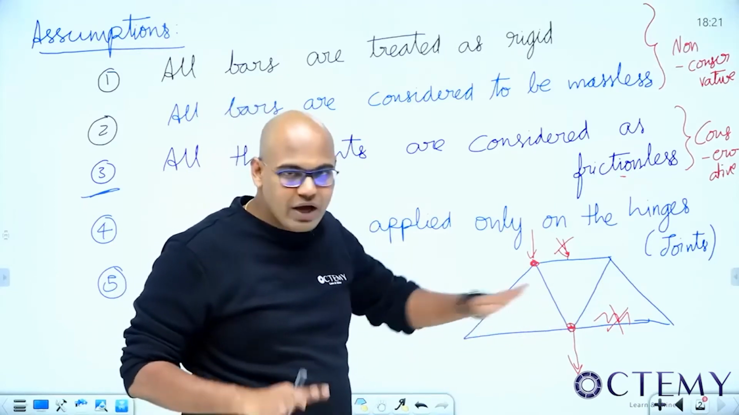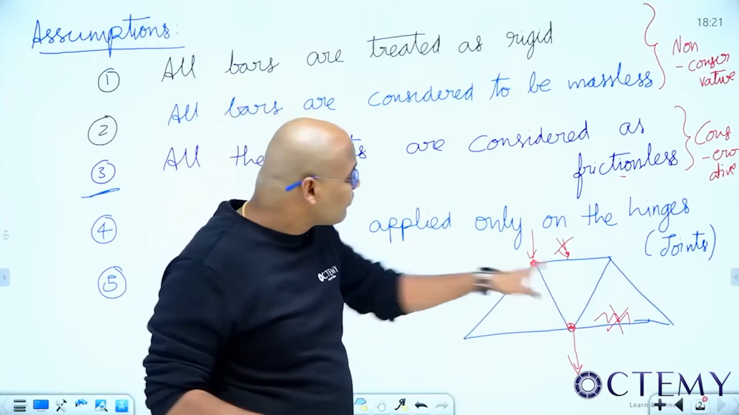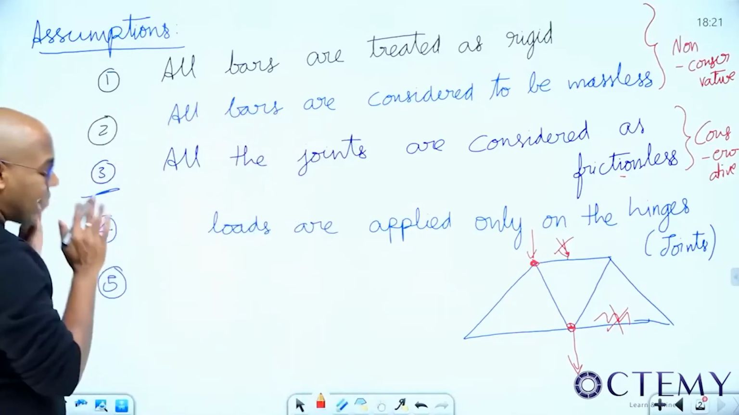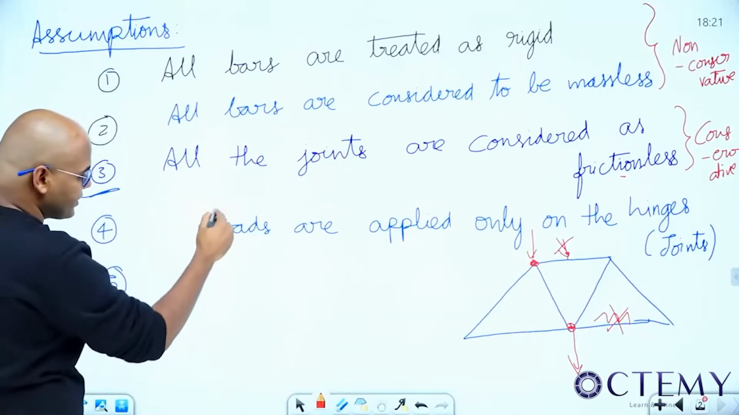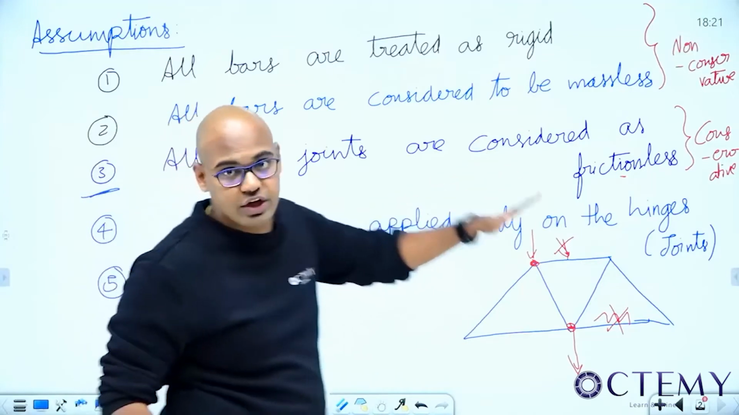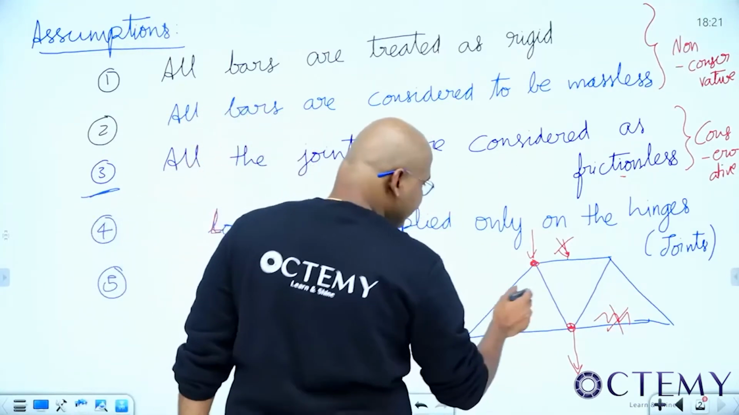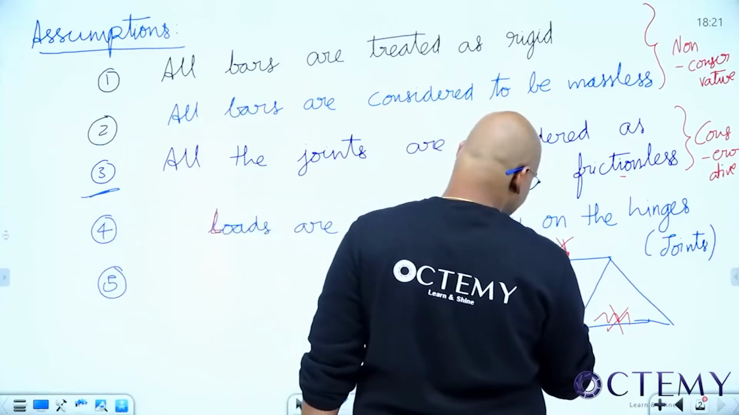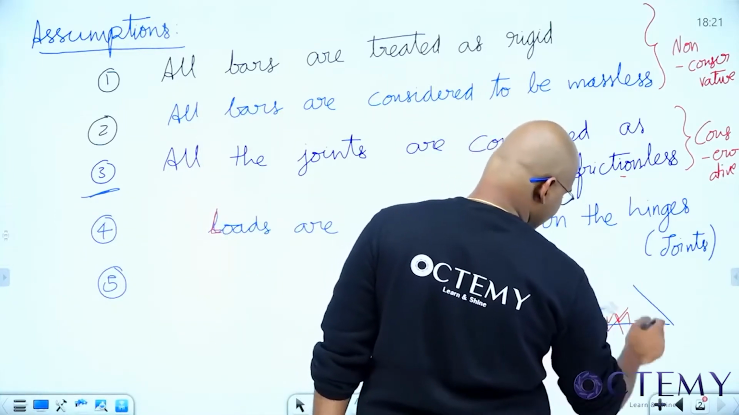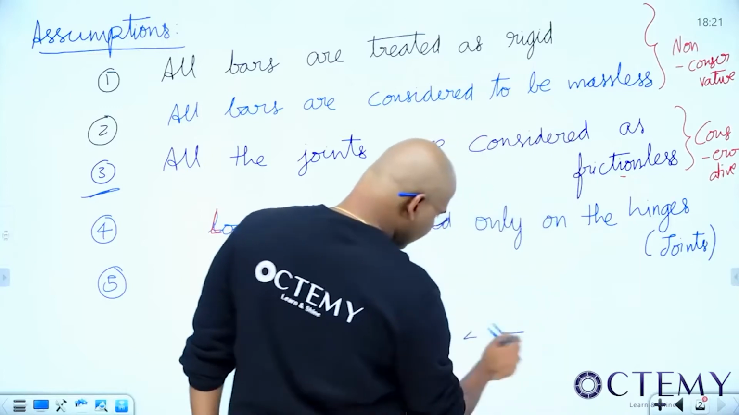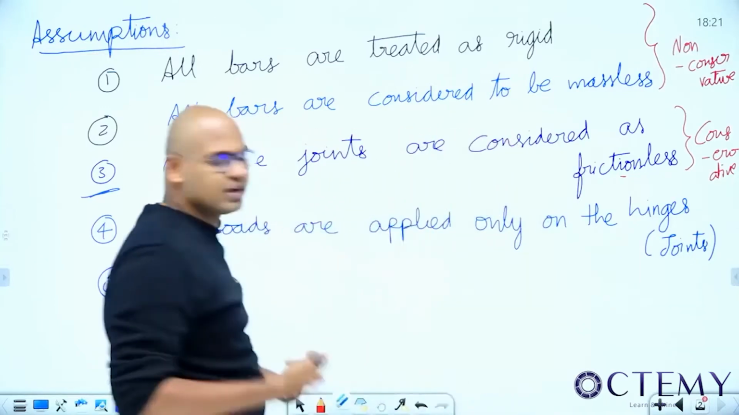So we are only treating the basics right now. That's why I'm not saying it's an assumption. I'm giving that condition. What is that condition? Loads are applied only on the hinges. If they are not applied on the hinges, if they are applied on the members, then definitely this method needs some changes or some corrections to consider and take care of them.